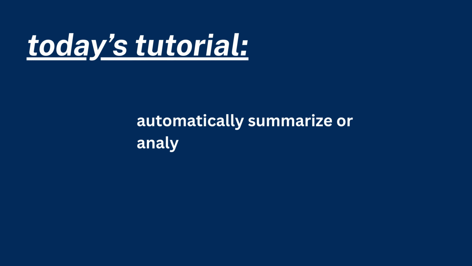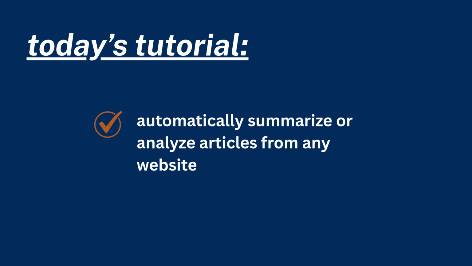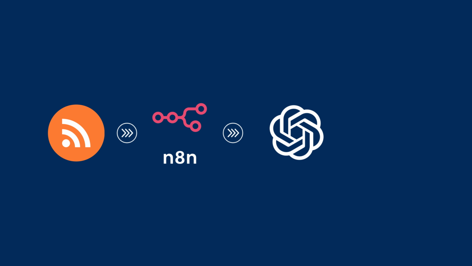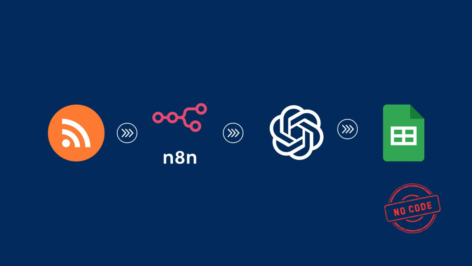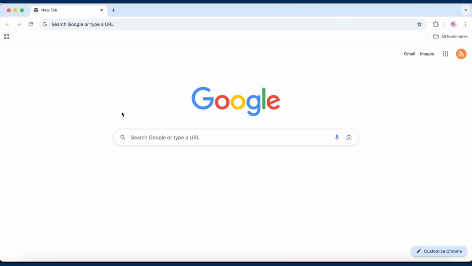In this tutorial, I'll show you how to automatically summarize or analyze articles from any website. This setup is simple. RSS.app collects the latest articles for you. n8n sends them to ChatGPT for analysis, and Google Sheets stores the summaries. No coding required. Let's start by generating our feeds.